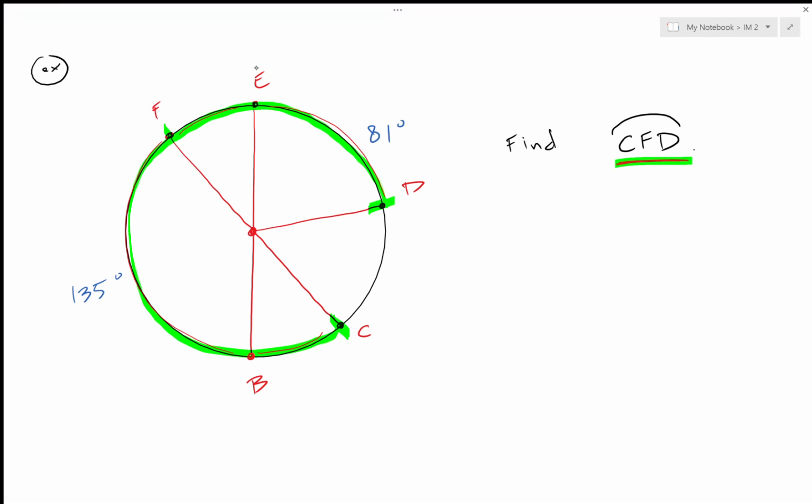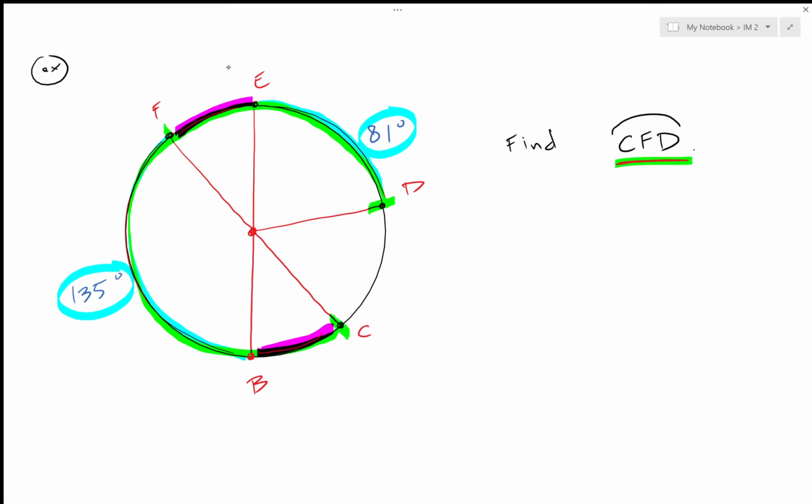All right, so let's look at what we have. We have from F to B is 130 degrees. We have from E to D is 81 degrees. What we don't have are these 2 pieces. But if I did, I could add them all together and find out how much this is worth.